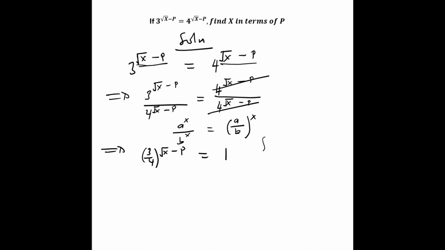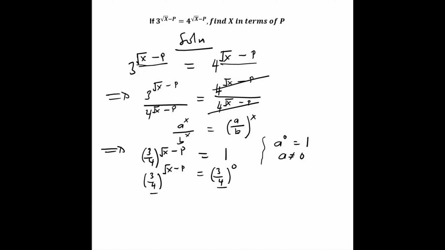And again, don't forget that if you have a raised to power of 0, it will be equal to 1, provided a is not equal to 0. Okay. Now, what does this mean? It means that we can take any base raised to power of 0 and that will give us 1. And from this side, what is our base? Our base is 3 over 4. So we will now say 3 over 4 all raised to power of root x minus p will be equal to 3 over 4 all raised to power of 0, right?